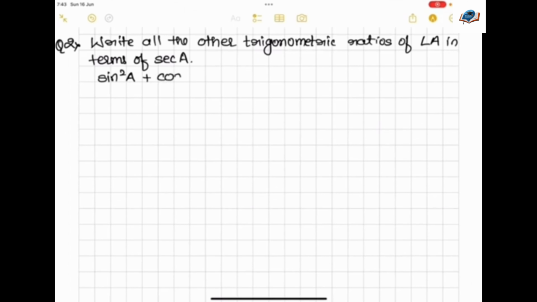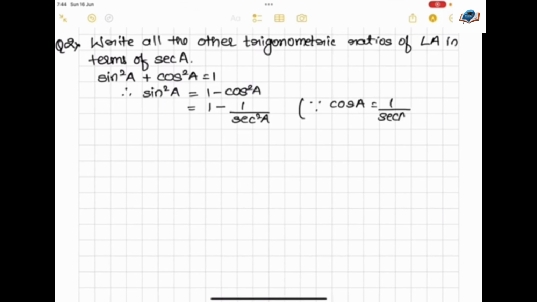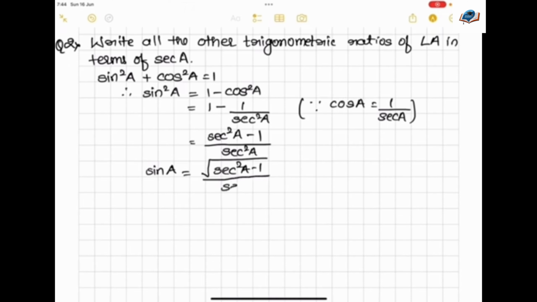of sec A. So sine square A plus cos square A equal to 1. So sine square A will be 1 minus cos square A. So sine square A will be 1 minus 1 upon sec square A, because cos A equal to 1 upon sec A, that's why I have used this formula. Now if I do LCM, so sec square A minus 1 upon sec square A. So sin A will be equal to root of sec square A minus 1 upon sec A. So I got sin in the form of sec.